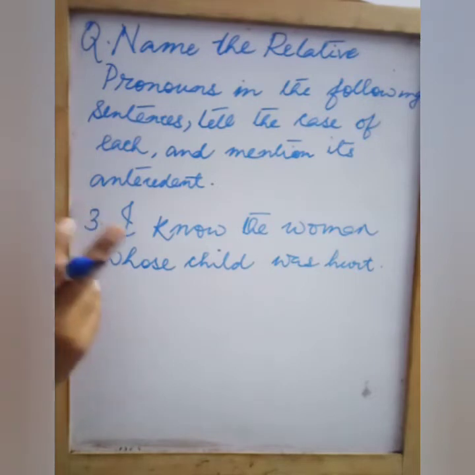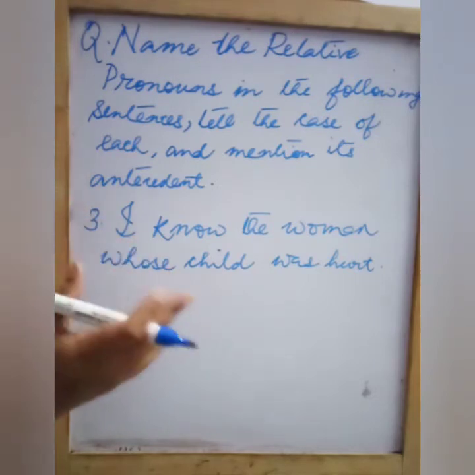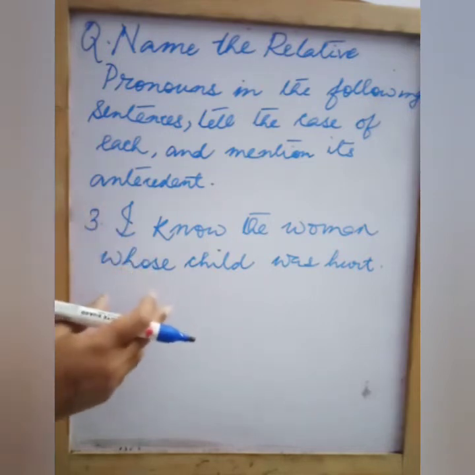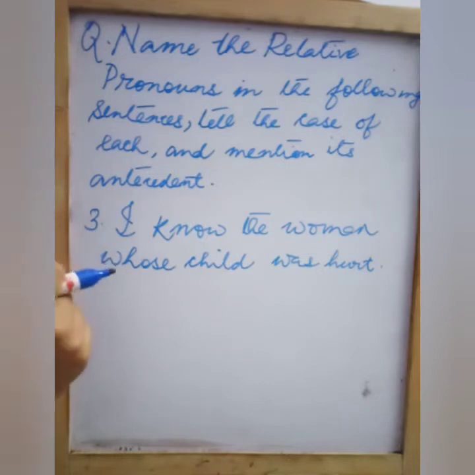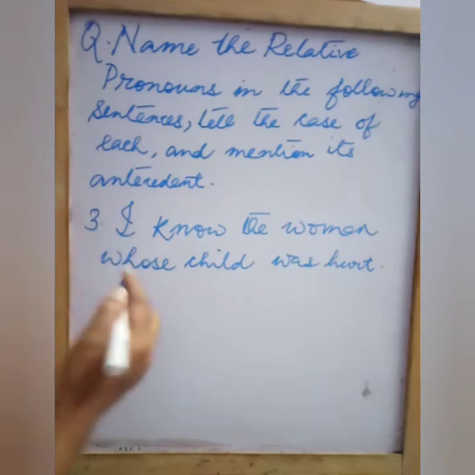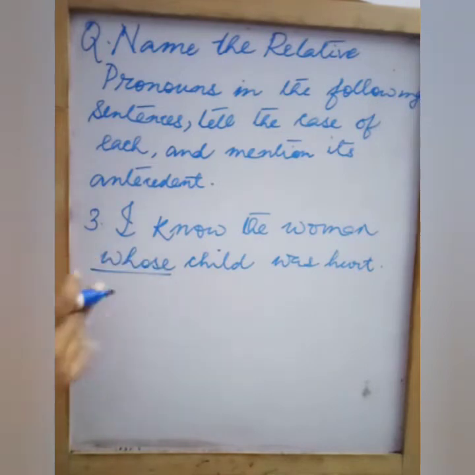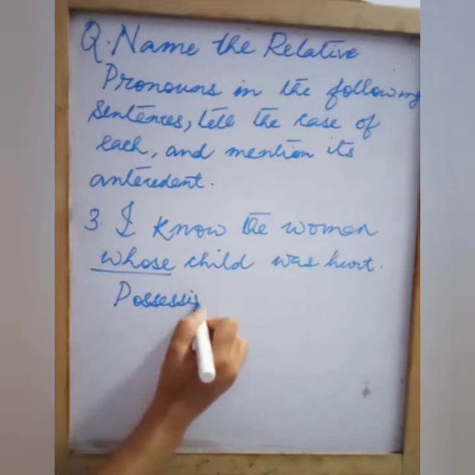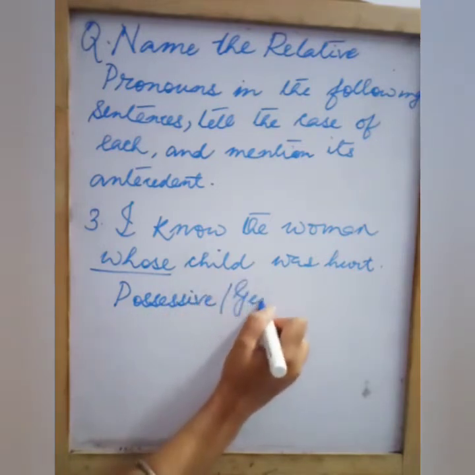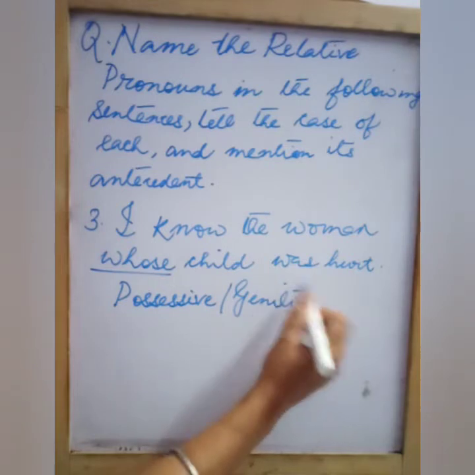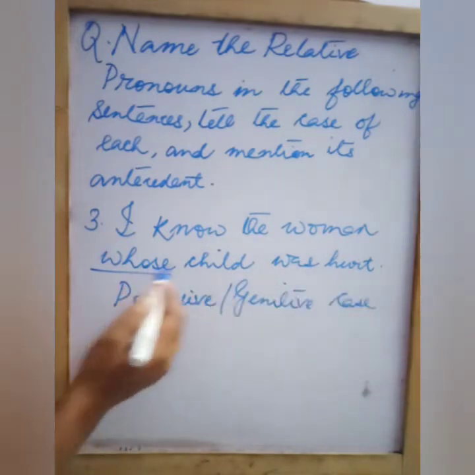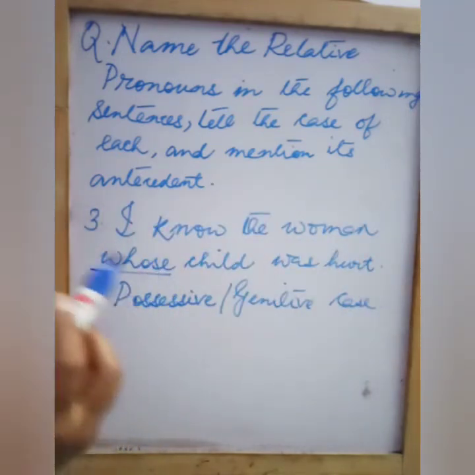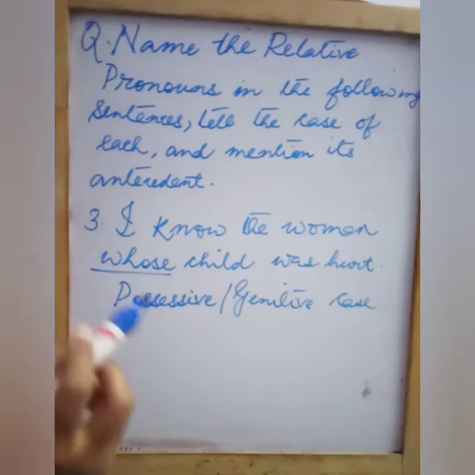Why? Because I remember I told you for the nominative, what do you ask? We ask who. For the accusative or objective, what we ask? We ask whom. And for the possessive case or the genitive case, what we ask? We ask whose. So see, here it is. The case is clear. It is the possessive or genitive case, isn't it? Because it is talking about possession. Whose child? The woman's child. When you will write the answer, the woman's, what will come? The possessive sign, that is the apostrophe s will come, isn't it?